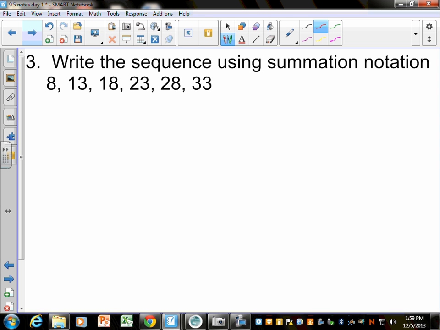So this is a sequence that we did yesterday. Well, not the one we did, but like we did yesterday. 8, 13, 18, 23, 28, 33. Actually, we'll even talk about the pattern for a second. Let's just do our sigma stuff. Let's write sigma.